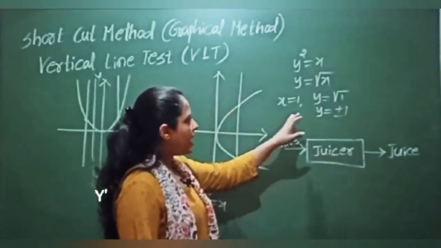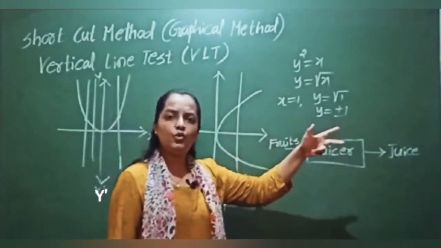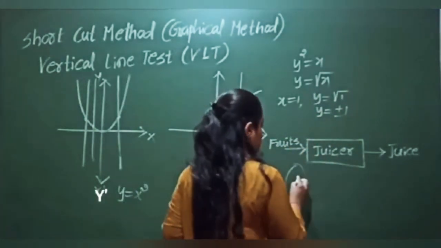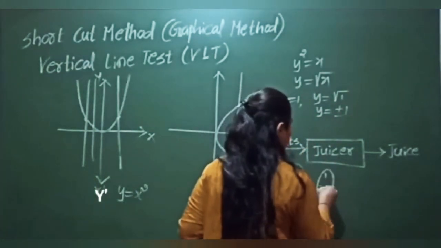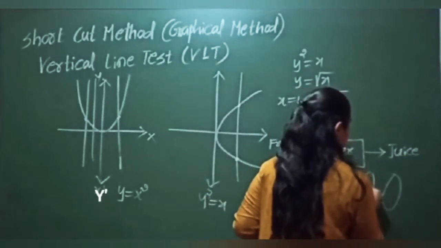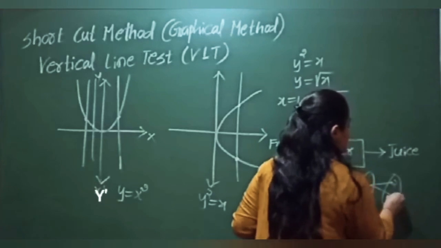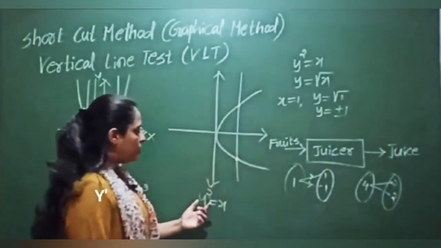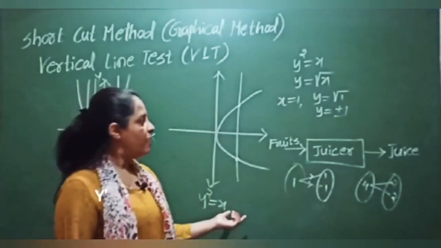Now here, 1 is giving two images, meaning 1 is going to give two outputs, right? So 1 is giving two outputs, 1 and -1, and 4 is also giving two outputs, 2 and -2. So this is also not a function. Therefore, y square is equals to x is not a function.